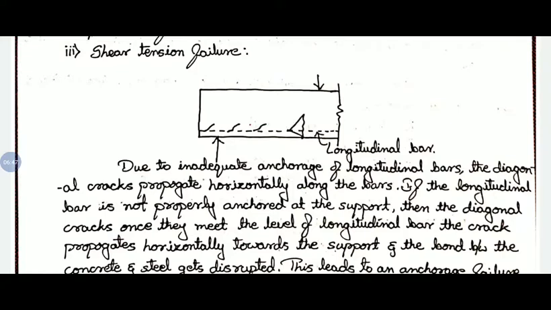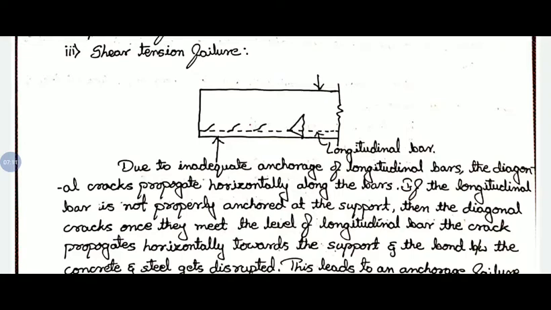So when the crack develops at the edge of the beam, it penetrates up to the longitudinal reinforcement, and from there onwards the crack will move horizontally towards the support, and the bond between concrete and steel will get weakened.